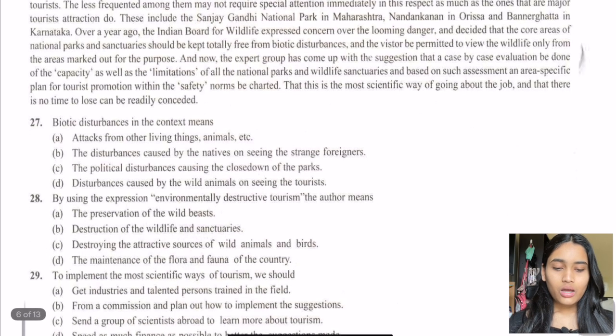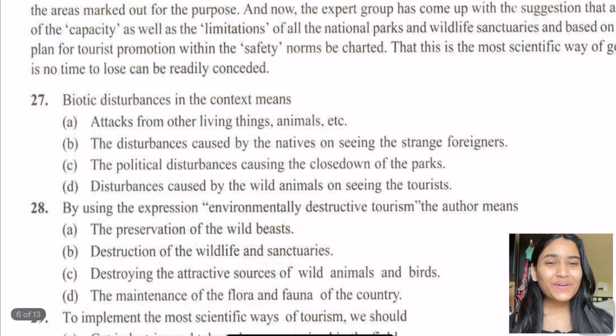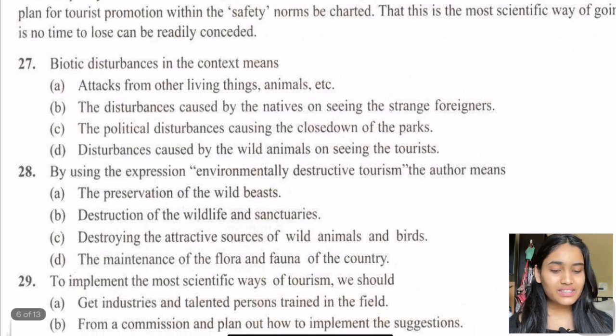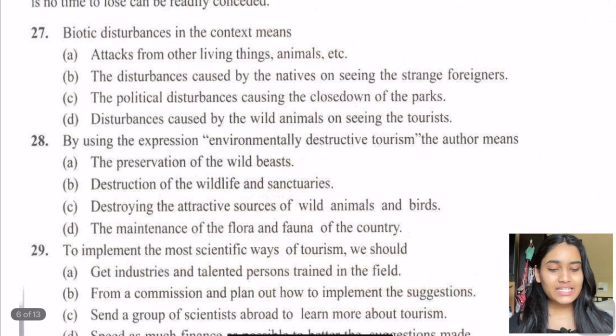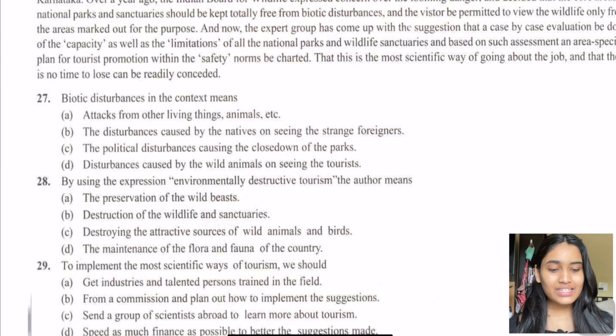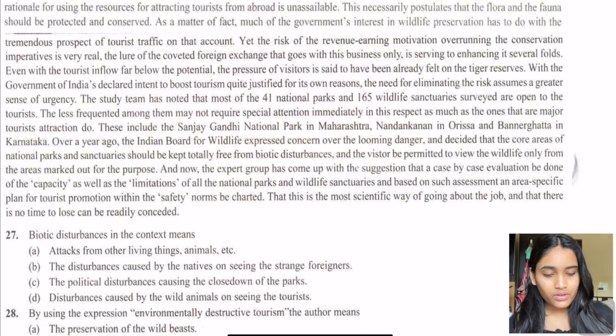So when we start attempting our questions, the best thing we can do is to mark out the options. So let's see. Question number 27 states biotic disturbances in the context means A. Attacks from other living things, animals, etc. B. The disturbances caused by the natives on seeing the strange foreigners. C. The political disturbances causing the close down of the parks. And D. Disturbances caused by the wild animals on seeing tourists. So let's see, where is biotic disturbances mentioned? Over here.